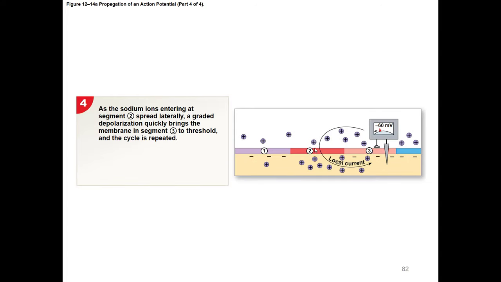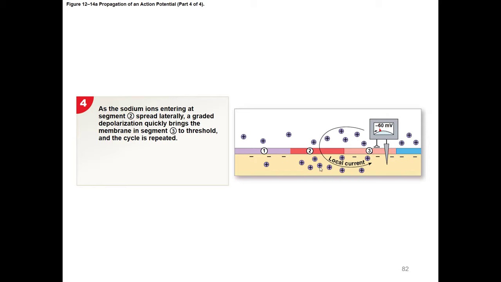Okay, so segment 2 will then spread its local current towards segment 3. It is now at threshold, so guess what's going to happen now? Sodium channels will open, sodium will rush in. This will cause our number to go all the way up to positive 30. When we go up to positive 30, sodium channels will close.